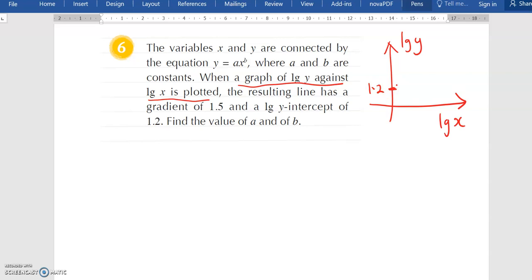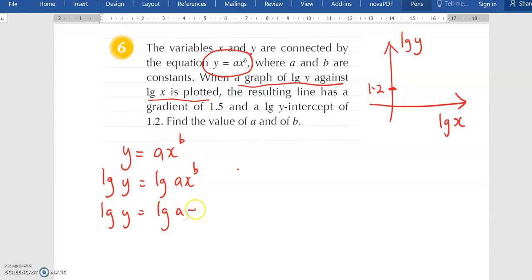Okay, so if you can remember, what should you do first? You can start from the equation, if the equation is given. So I have y equals ax to the power of b. So I will take log on both sides. Apply the rules of logarithm. And then one more step. Bring down the power.